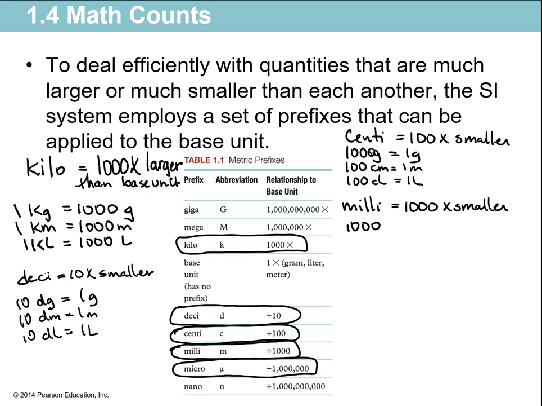Milli, think of the millennium, right? So that's 1,000 years. So milli is 1,000. It takes 1,000 milligrams to make 1 gram. Milli is 1,000 times smaller than a base unit. 1,000 millimeters to make a meter. 1,000 milliliters to make a liter. So if I'm going to do a unit conversion with milli, milli always gets 1,000 in front of it. The base unit gets a 1.